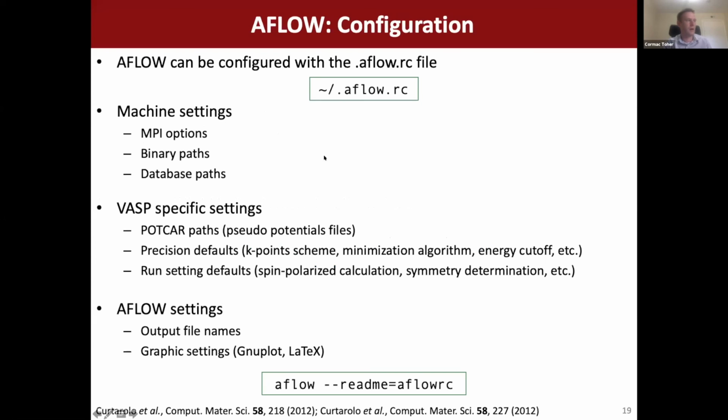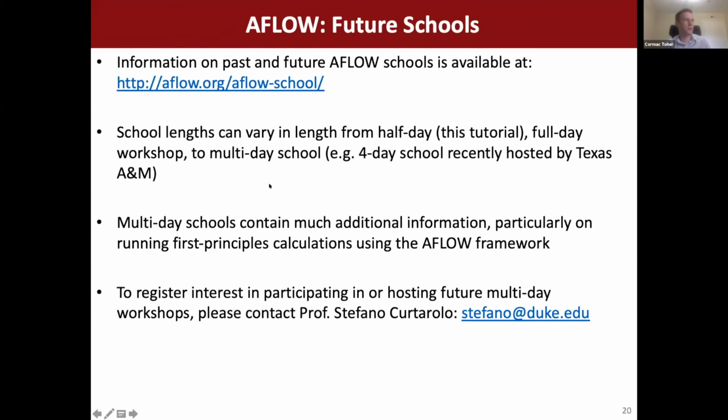Once you install, you'll get what's called the .aflow.rc file. This is a hidden file, so it's something you have to look for carefully. You can then set different things like the path for the VASP executable, different settings for VASP, where your pseudo-potential files are, as well as AFLOW settings like output file names, graphic settings, and so on. All this will be covered if you look online, but we're not going to go through this in today's class in detail.